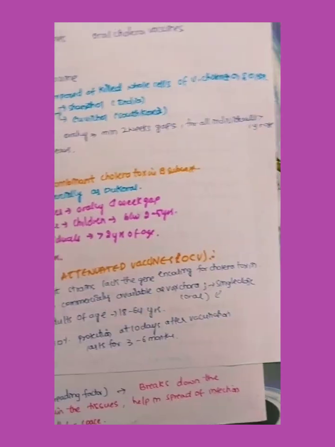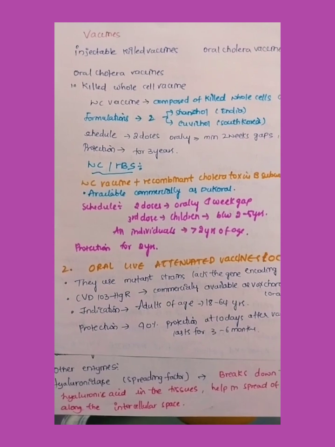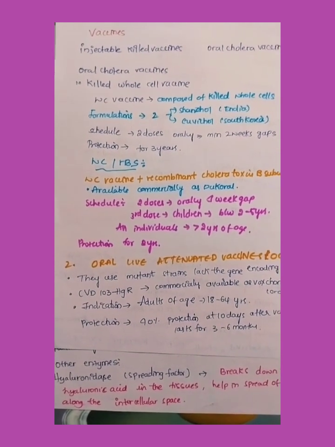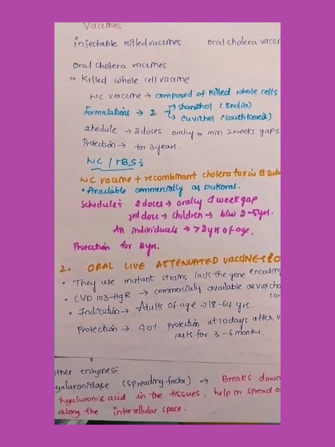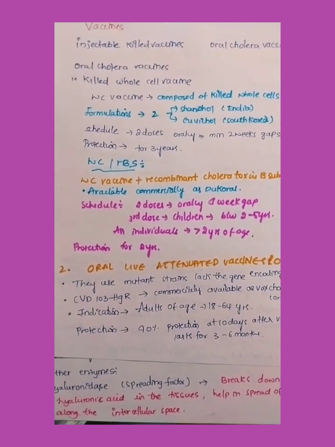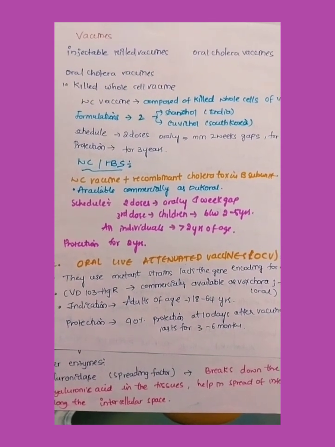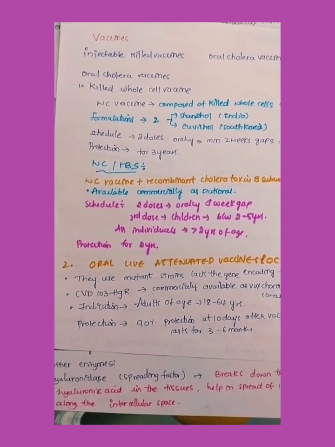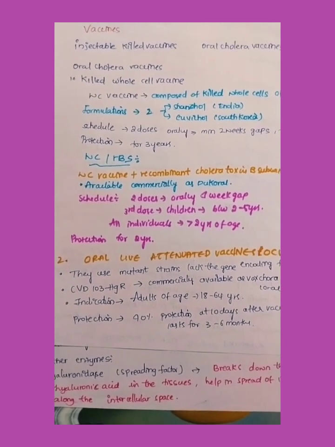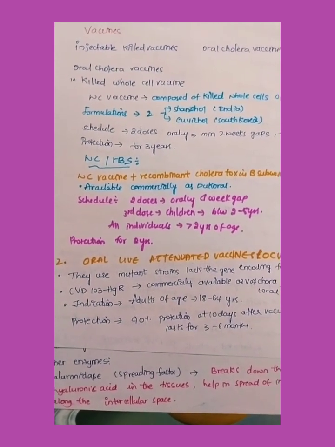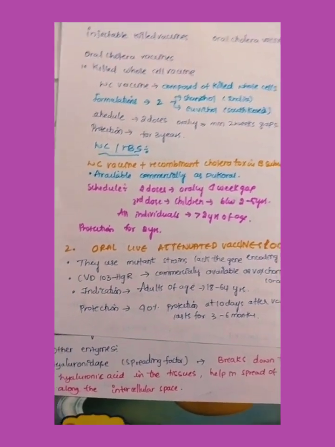Coming to treatment, we will also discuss vaccines, because without them treatment can't be completed. Normally the treatment is azithromycin or clarithromycin. Vaccines are injectable killed vaccines or oral cholera vaccines. Injectable killed vaccines are not much used as there is no progress with them, so we will use oral cholera vaccines.